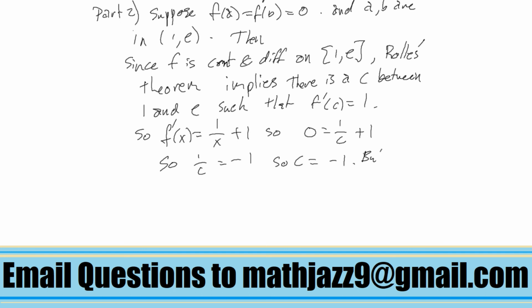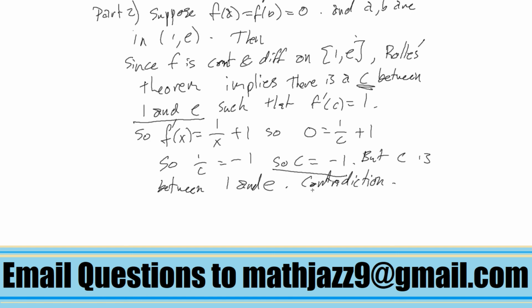But c is between 1 and e. Contradiction. We said that c is between 1 and e by Rolle's theorem. But the only c that actually works is negative 1, which is not between 1 and e. Negative 1 is not positive, and only positive numbers exist between 1 and e, so c isn't there. Okay, so we get our contradiction.